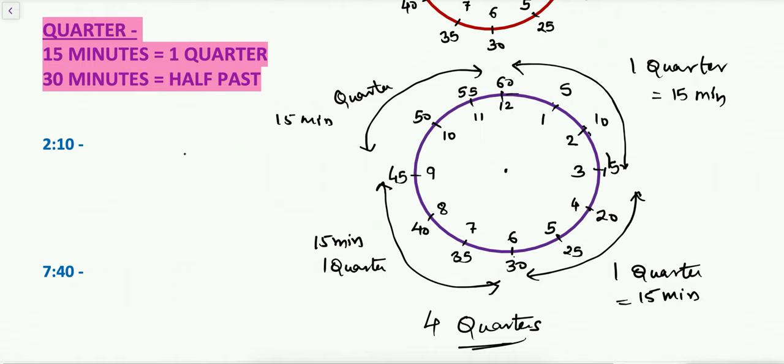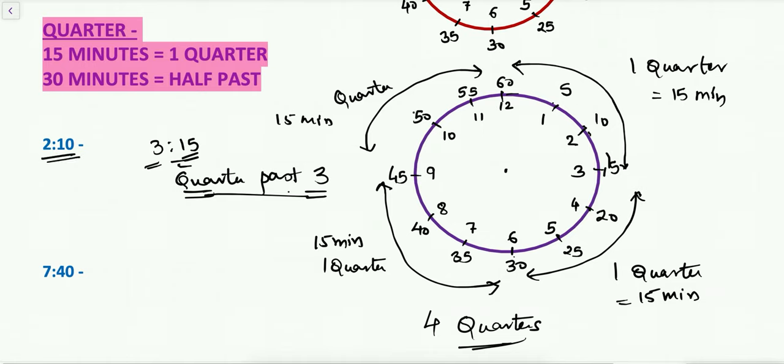So for example, if the time is like 3:15, so what will we say? Quarter past 3. That is, quarter means 15 minutes past already over of 3. So this is how we read the time. Now let's see how to read this time.